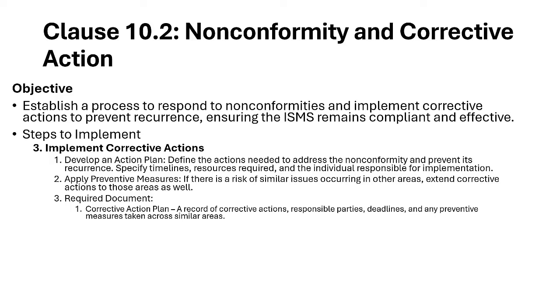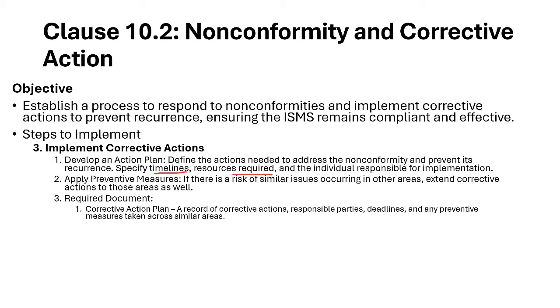Then the third step in this is to implement the corrective action. So we have to develop an action plan. Okay, we identify this control is missing, so the action plan is, this is the control. So we have to define the timeline, by what time you're going to implement that. That's the most important part. Then how many resources are required. Then you apply the preventative measure.